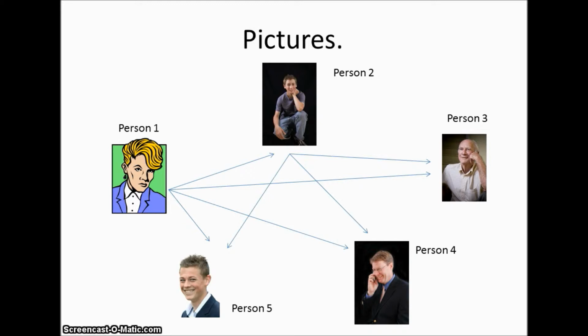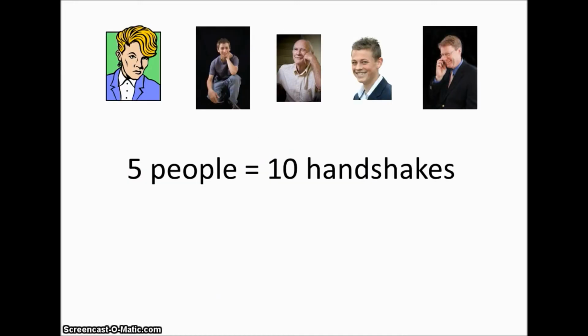Now person 3, because he's already shaken the hands of person 1 and 2, will shake the hands of person 4 and person 5. Now person 4 only has to shake the hand of person 5. And because person 5 already shook everyone's hand, he doesn't need to shake anyone's hand again. So 5 people equals 10 handshakes. Let's see this worked out in real life.